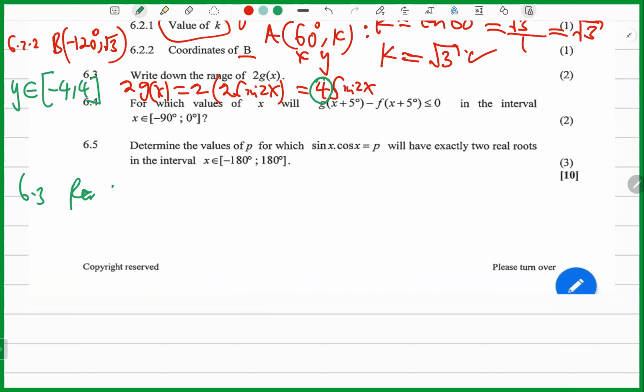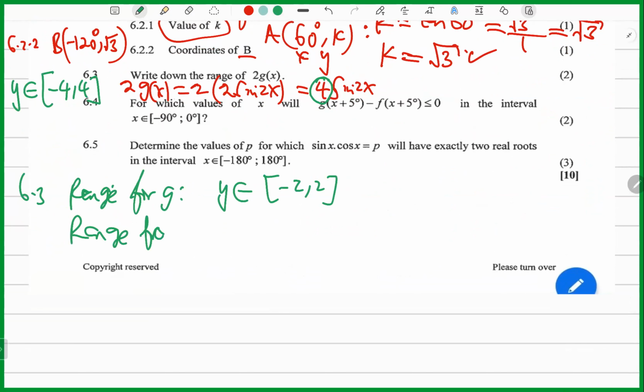You say range for g, which is y an element of the interval from -2 to 2. So the value of x is not also affected by the multiplication of the two.